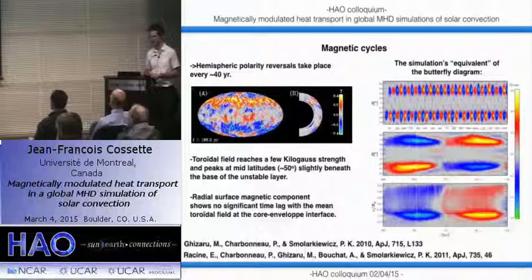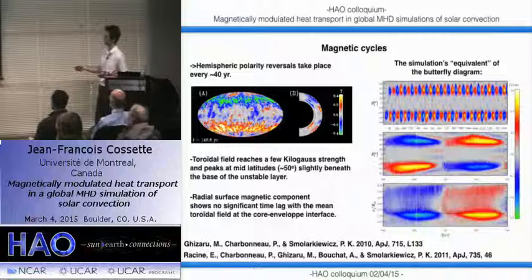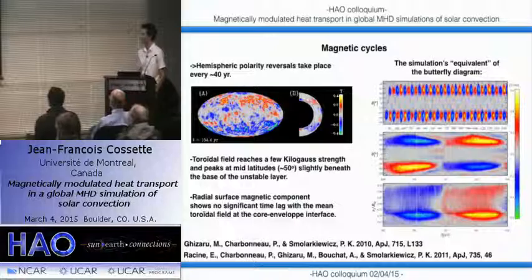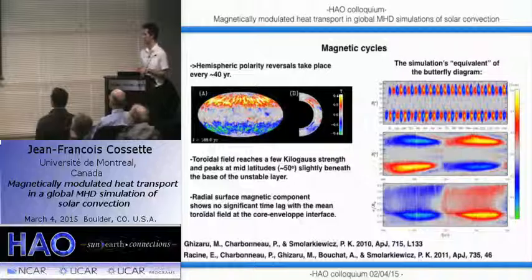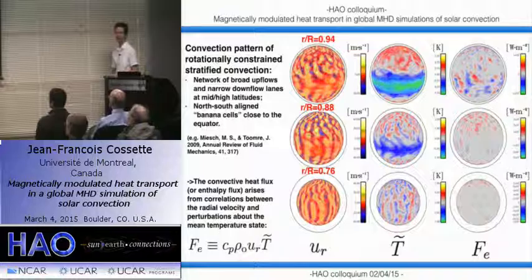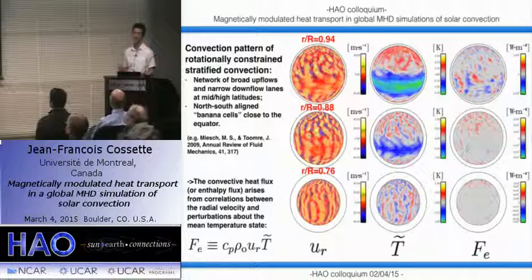So this is what you would expect, assuming that the flux ropes, which are stored beneath in the stable layer, would buoyantly destabilize and rise to the surface to produce the active regions. That's what you would expect to find.